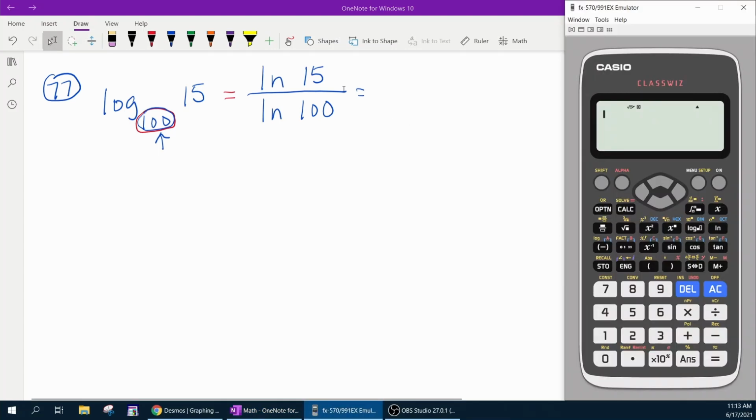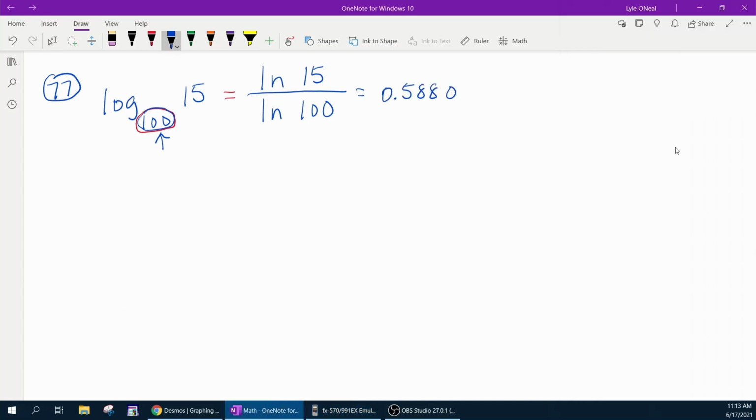All right, so illustrating this with the class whiz, we're going to start with our fraction button. We're going to have the natural log of 15. Move to the bottom, we're going to have the natural log of 100. And survey says 0.5880. And that is rounded correctly to 4 decimal places.